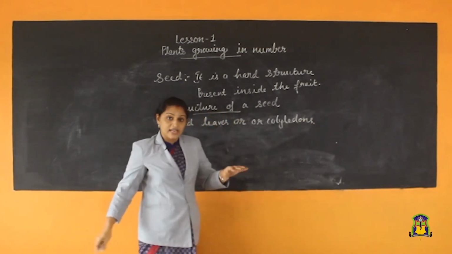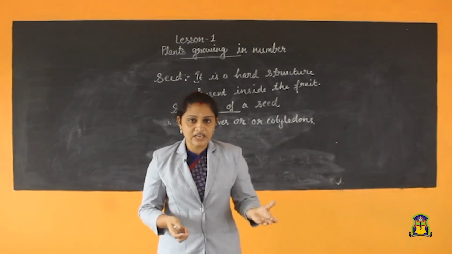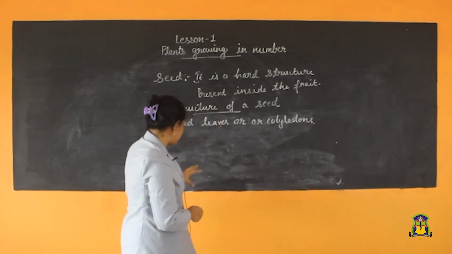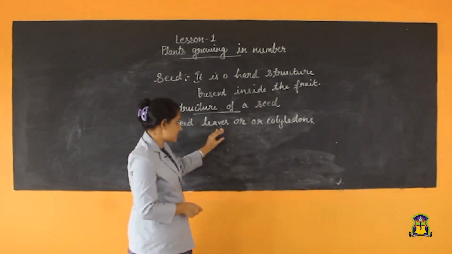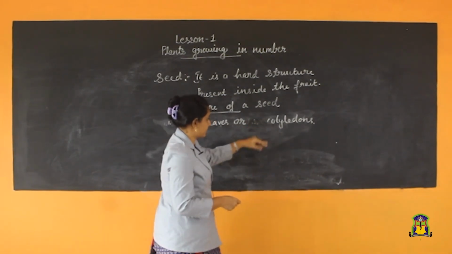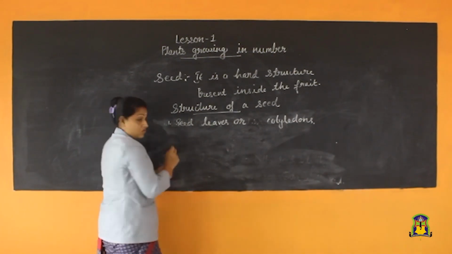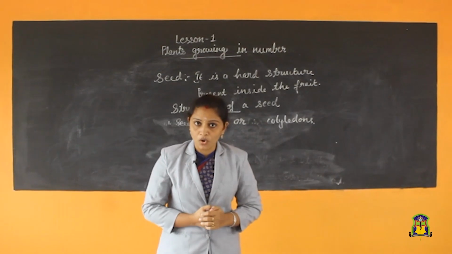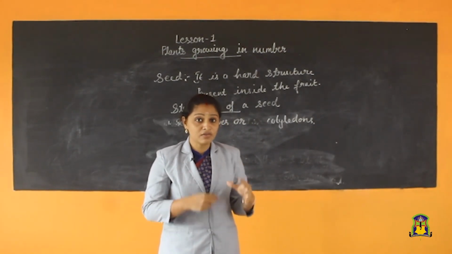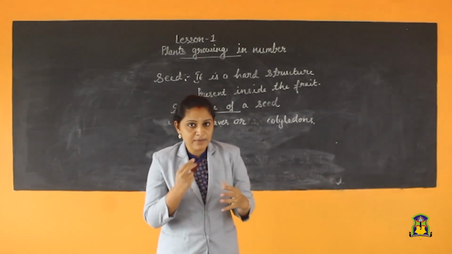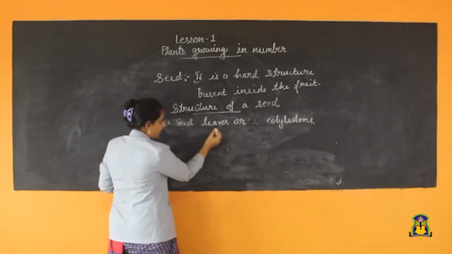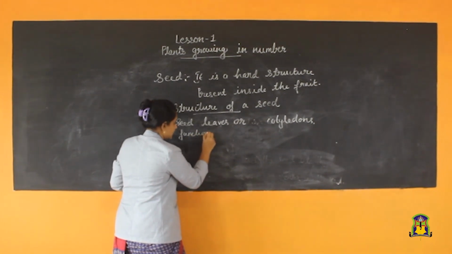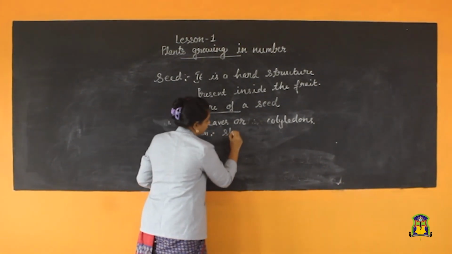Okay. So, when we split the seed into two, we can see a fleshy part inside. That fleshy part is called seed leaves or cotyledons. Okay. Then, what is the function of these cotyledons? Do you know? It stores food. It stores food for the baby plant. So, the function of this cotyledon is storage of food.